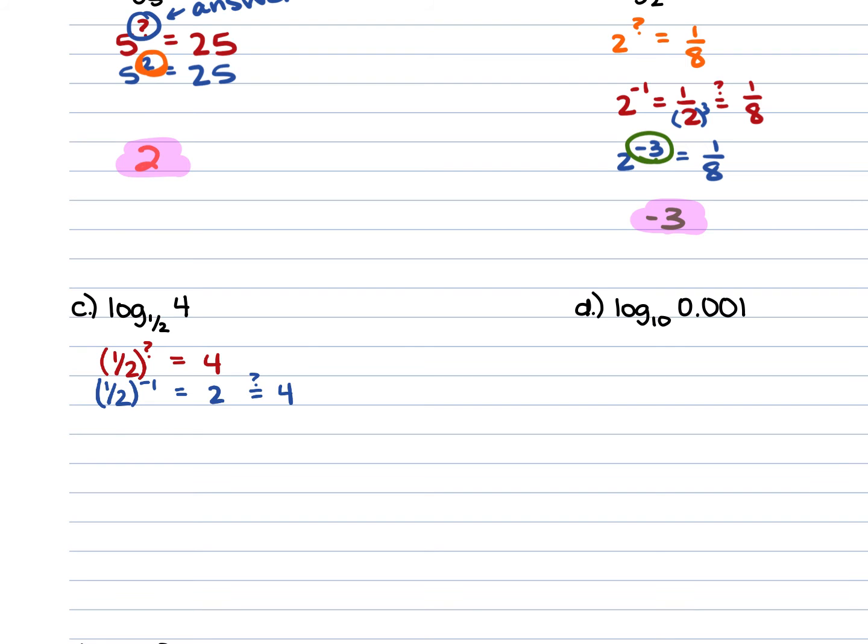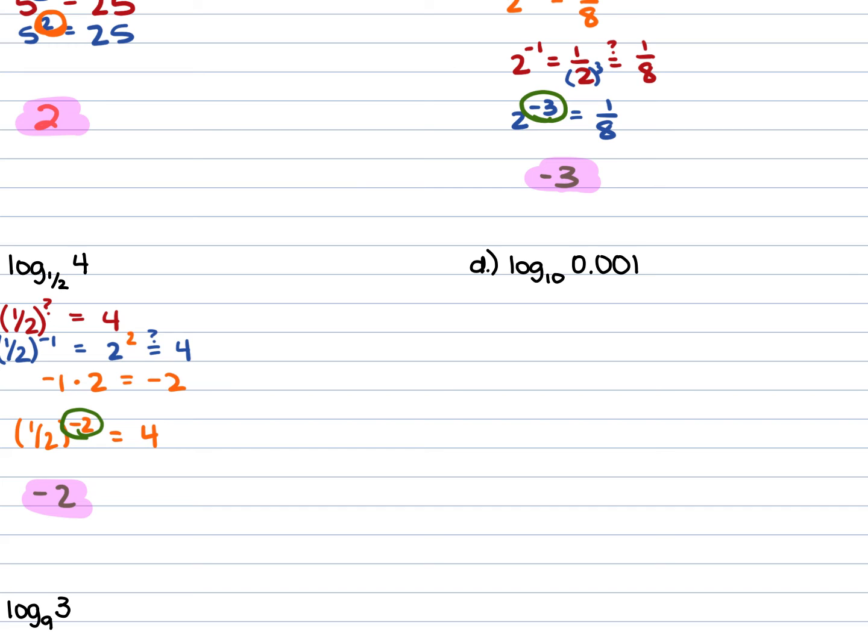What power do we raise it to? It would be a 2. So because we have that -1 times that 2, that's going to give us -2. So if we have 1/2 raised to the -2nd power, we're going to get 4. The power is our answer, so that's just the -2.